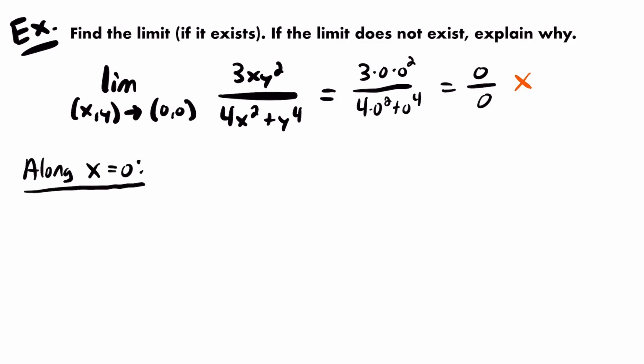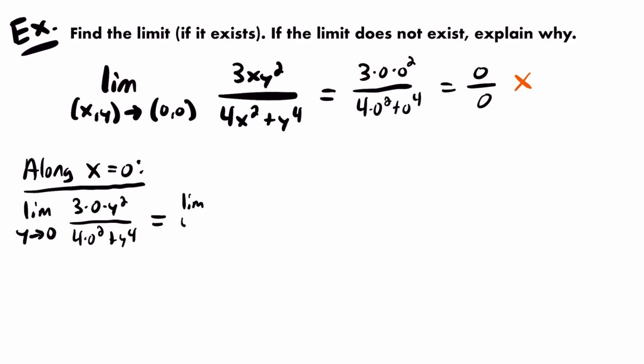And so let's rewrite the limit, but where x is 0. So we're going to have the limit as y approaches 0, right? y is still approaching 0, and our limit will be in terms of y. But then replacing these x's with 0, we will get 3 times 0 times y squared divided by 4 times 0 squared plus y to the power of 4. If we simplify that, 3 times 0 is 0 times y squared is 0. So the numerator is 0.